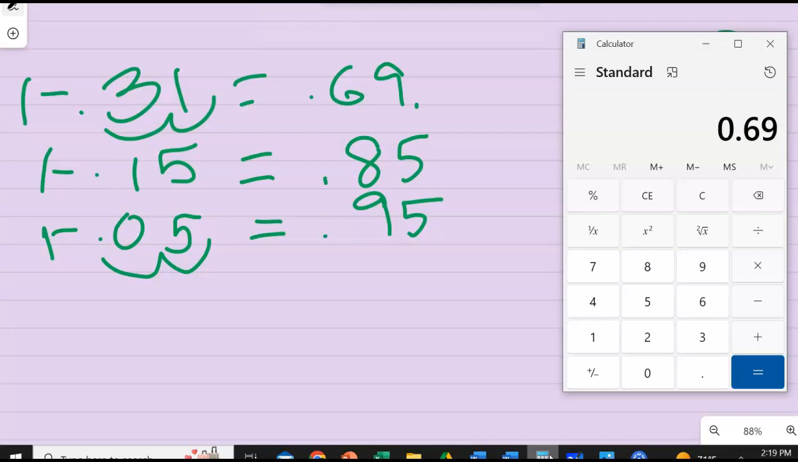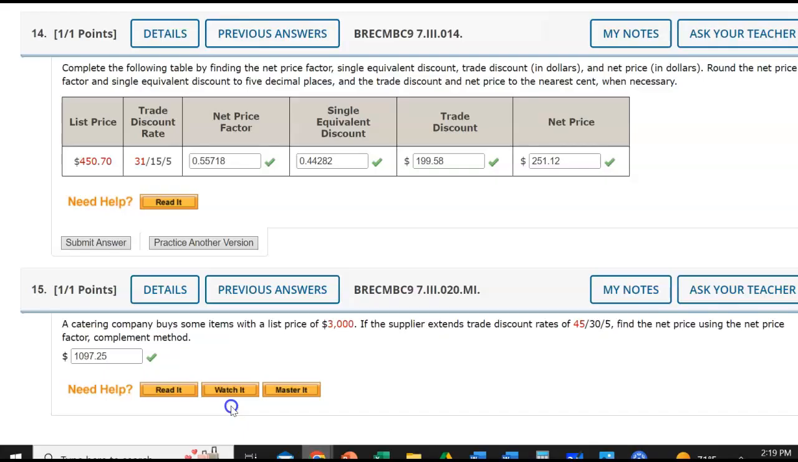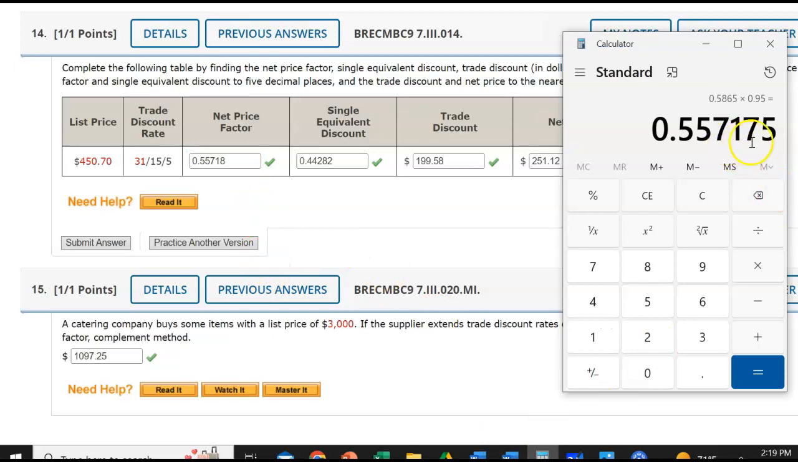So 0.69 times 0.85 times 0.95. So here's our net price factor, and we're going to round to the fifth decimal place, so that's 7. You look behind it, the 5 makes the 7 round up to an 8. So that's your net price factor.